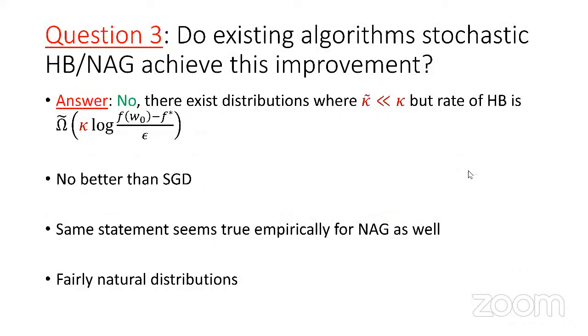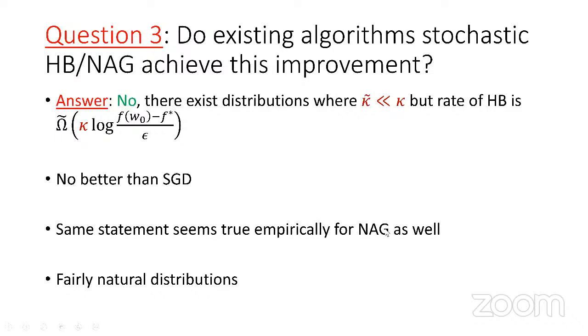Okay, so given that SGD is not achieving acceleration even when it is possible, the next question we wanted to ask was whether existing algorithms, such as stochastic momentum methods, can achieve this improvement. It turns out that the answer is again no. We are able to construct distributions where the statistical condition number is much smaller than the computational condition number, but the rate of the stochastic heavy ball method is no better than a linear dependence on the condition number. The same statement seems true empirically even for Nesterov's accelerated gradient descent.